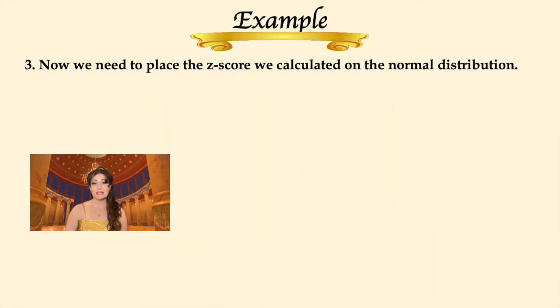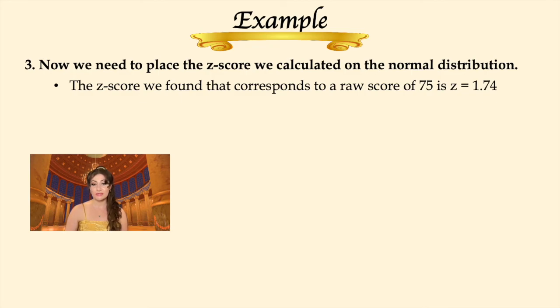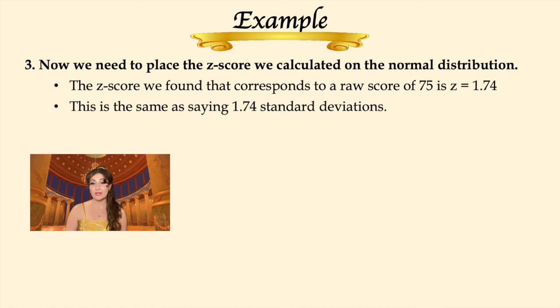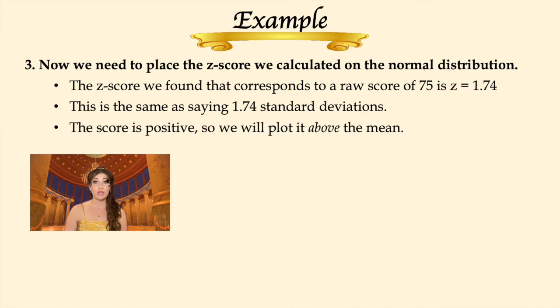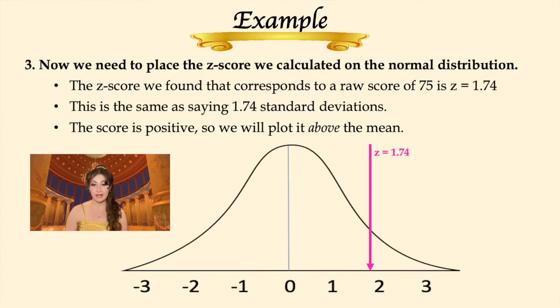So now we need to place that z-score onto the normal distribution. Remember, the z-score of 1.74 corresponds to a raw score of 75. This is the same as saying 1.74 standard deviations above the mean. So again, the score is positive, which means we will plot it above, to the right of the mean. If the mean is 0 and our z-score is 1.74, that's a little bit closer to the 2 than it is to the 1. So this is where it would appear on a normal distribution.